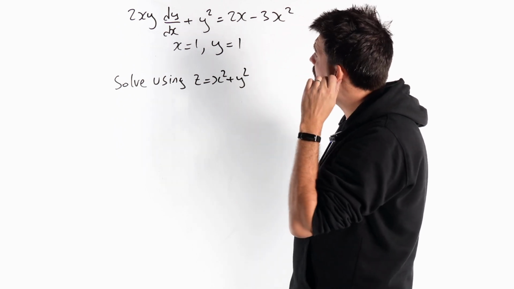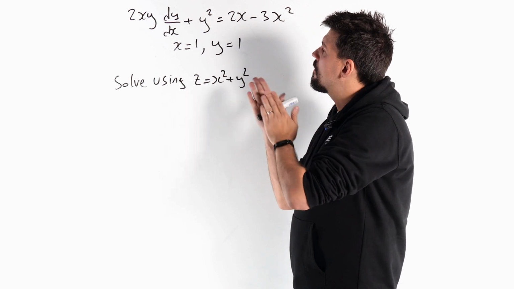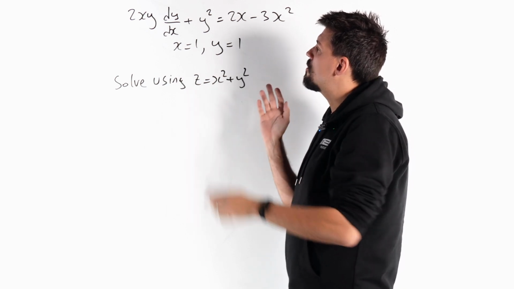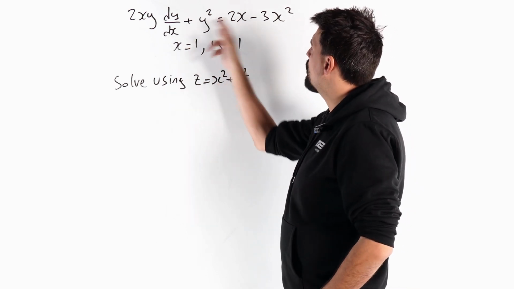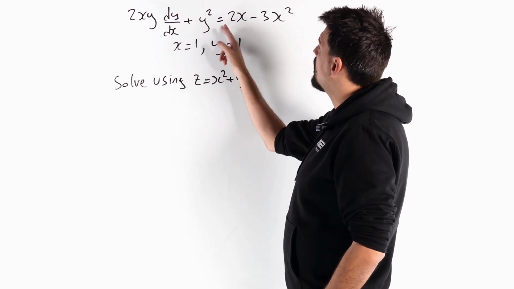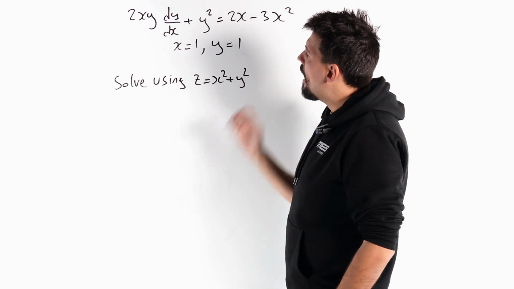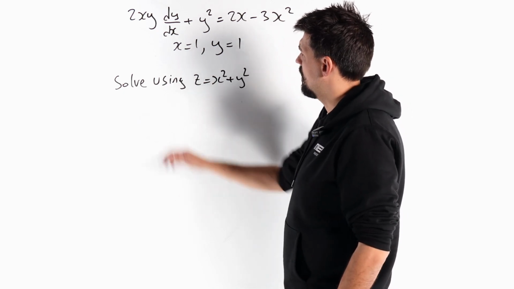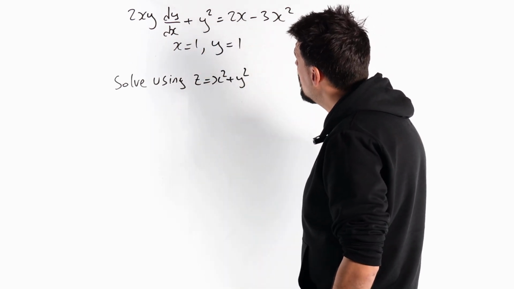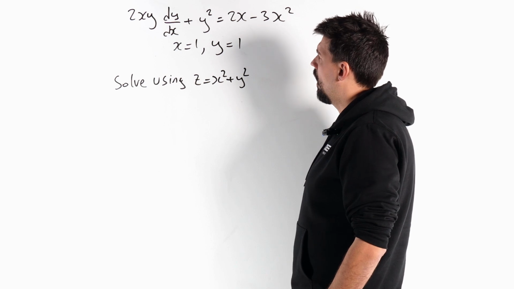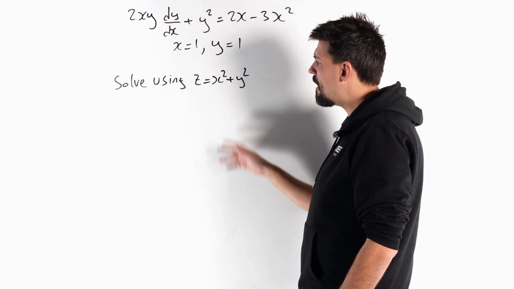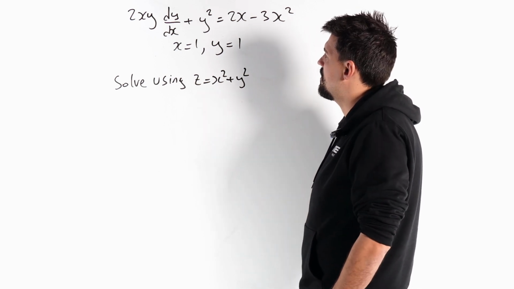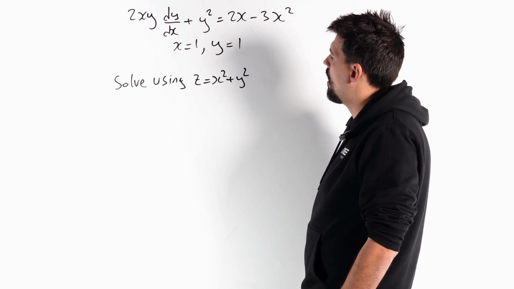There's a few things we can do, but first and foremost, what we don't have here is we can't separate the variables because we'll have y squares and x's all mixed up. And it's kind of tricky for us to find an integrating factor because there's a y and a y squared. Not absolutely loving life here. But the suggestion is let's use z is equal to x squared plus y squared.